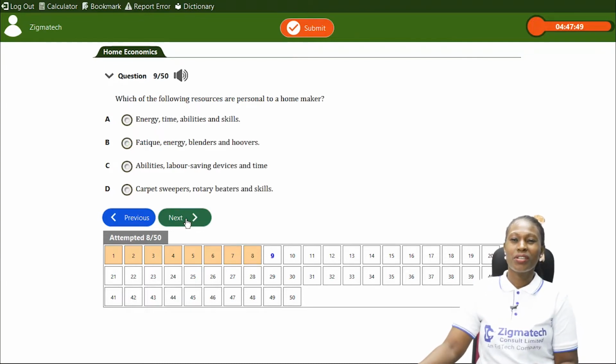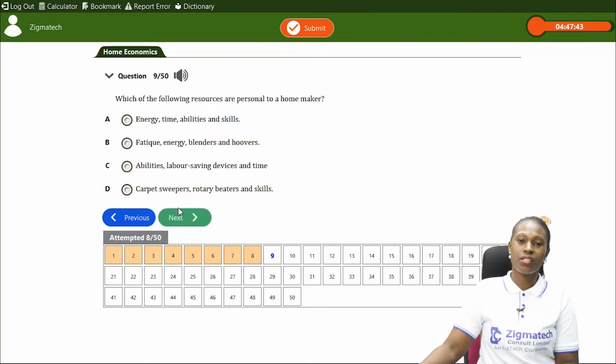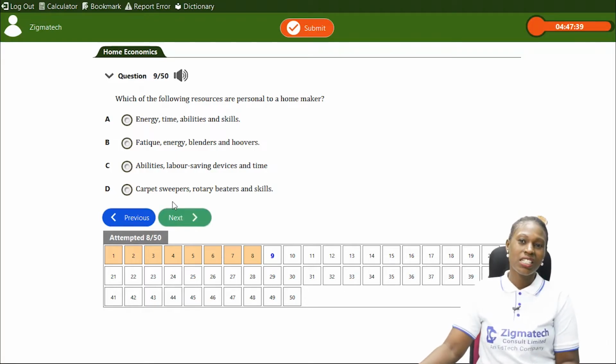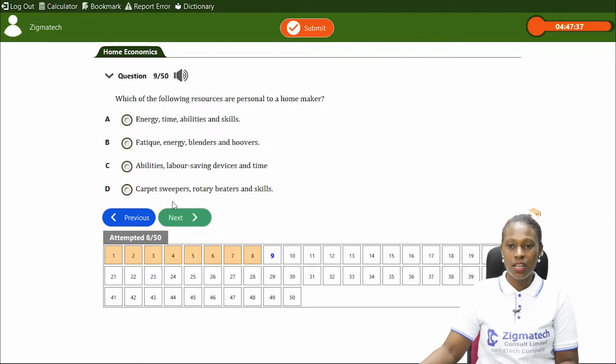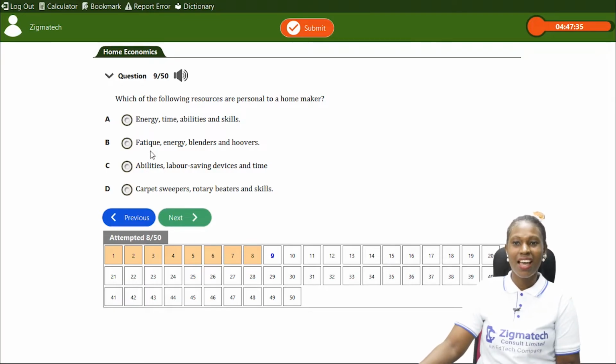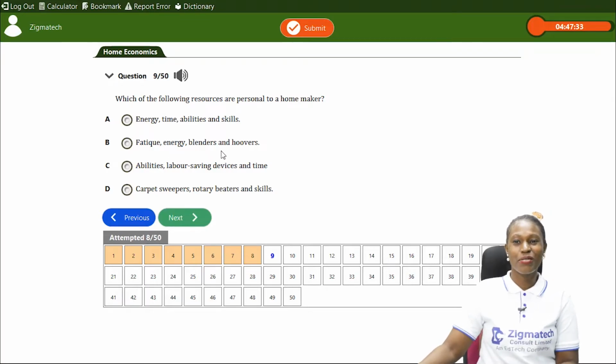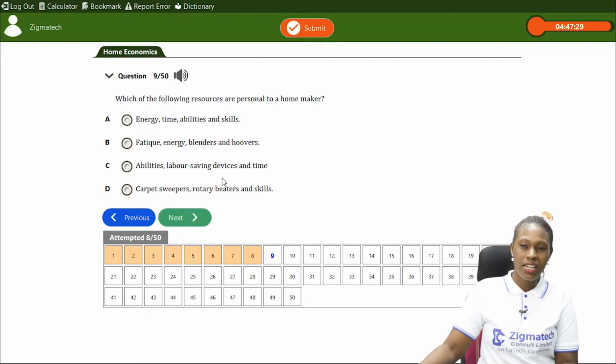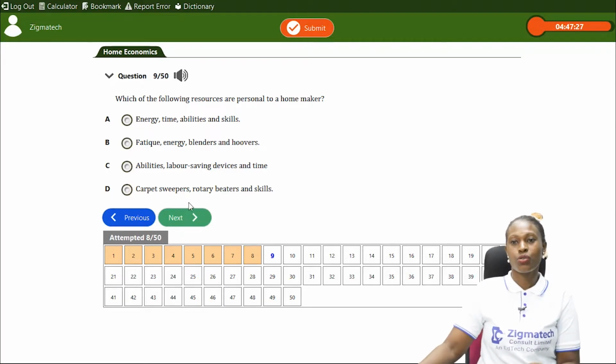Now, which of the following resources are personal to a homemaker? We have options like energy, time, abilities, and skills. Then we have fatigue, energy, blenders and hoovers. Then we have abilities, labor-saving devices, and time. Then we have carpet sweepers, rotary beaters, and skills.